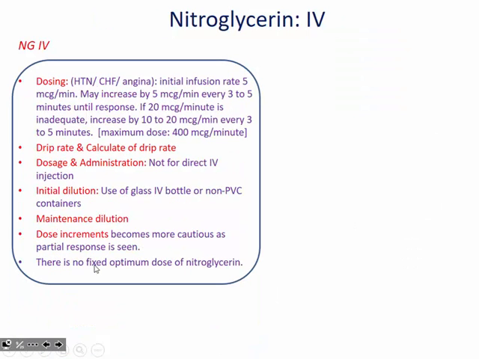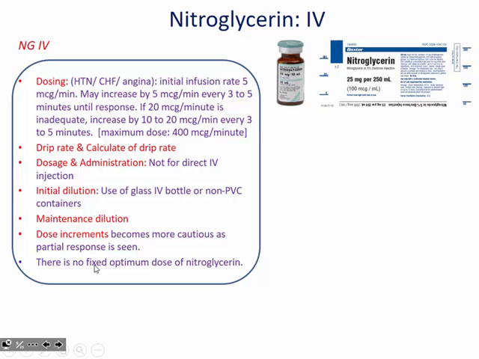All right, so then the IV formulation. In this case we have glass vials containing nitroglycerin. This is a concentrated vial. Again, nitroglycerin is very reactive, right? So it is important what kind of container it's placed in. In this case, it's a glass vial. Even the tubings, you should be very careful. Plastic or PVC could react with nitroglycerin, right? So you have to use special coated tubings. And here, the concentration of this vial is 50 mg per 10 ml, in milligrams.